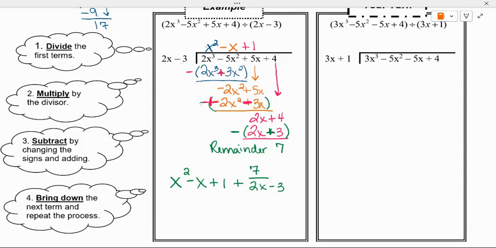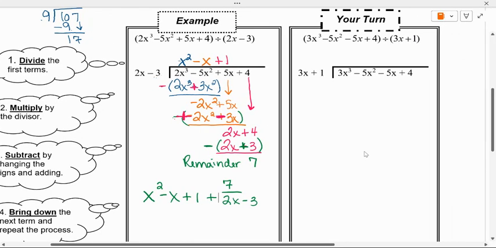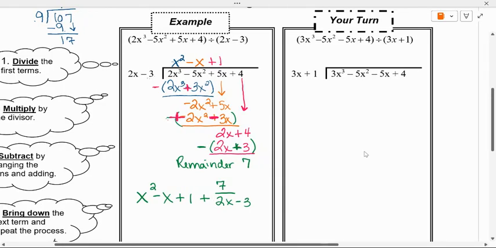All right. Let's do the one that says your turn. Let's do that one together. Okay. So what can I multiply 3x by to make it equal 3x cubed? X squared. You guys need to wake up. Trey is not the only one. I think Trey and Rose are the only ones that are giving me answers. So 3x times x squared is 3x cubed. X squared times a positive 1 is plus 1x squared.